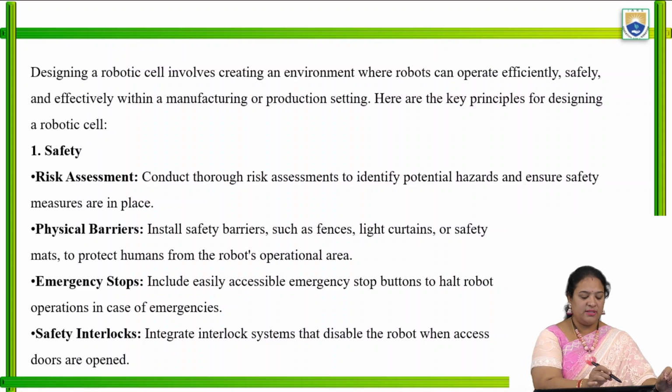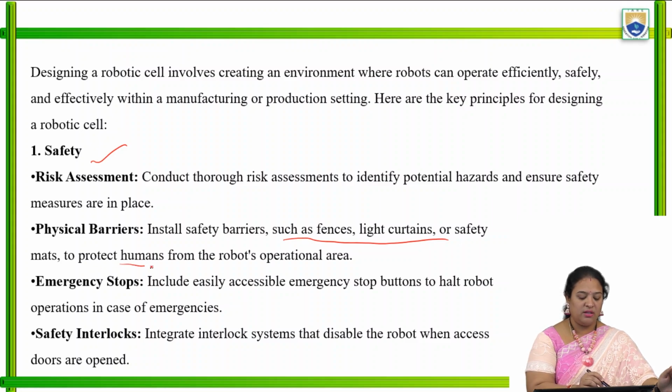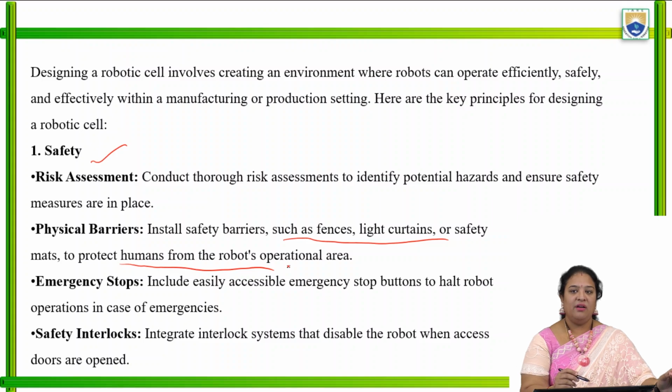Here are the key points, that is safety. We need to come across safety. Safety is very important when we are manufacturing any robot, right? That is risk assessment. We need to identify what are the potential hazards, and we need to ensure the safety measures in that particular thing, right? And coming across the physical barriers. Physical barriers may be such as fences, light curtains, or safety mats to protect the human from the robot operating area. When the robot is operating, we need to consider the safety barriers, we need to consider the safety mats, or we need to protect from the robot operating area, or the emergency stop.